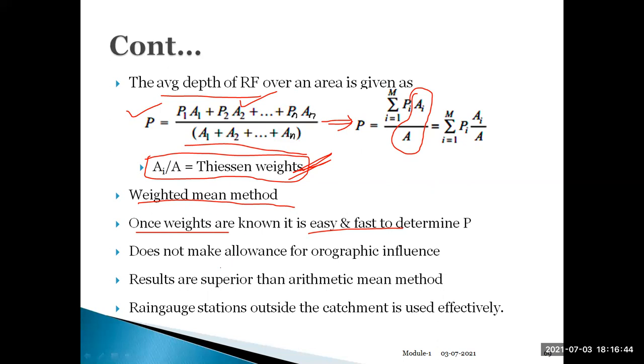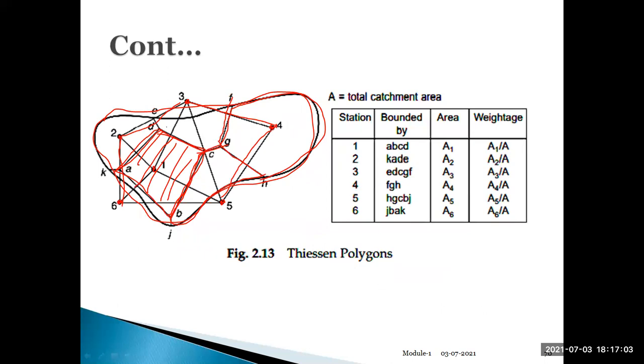Here, this will not consider the orographic influence. But compared to the arithmetic method, this method will give you a good result, because we are considering the rain gauge stations outside the basin area also. That's why it will give you a good result.